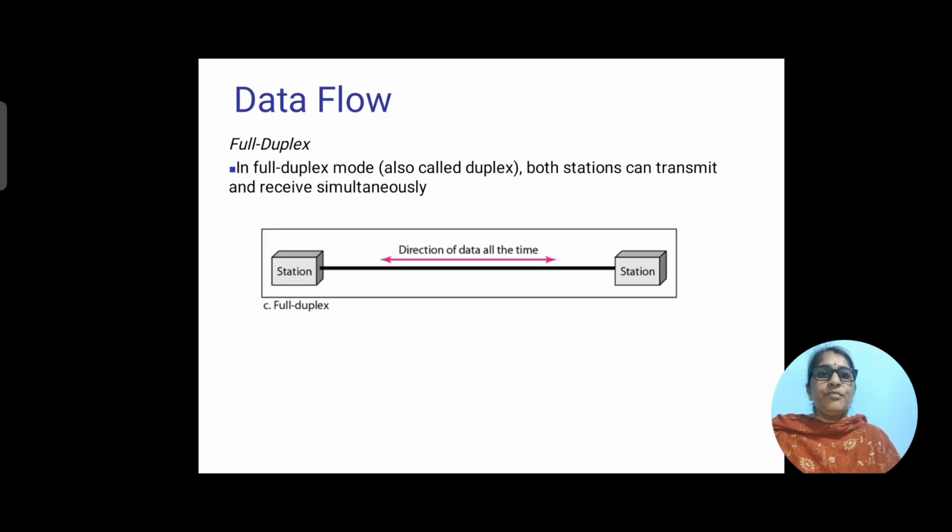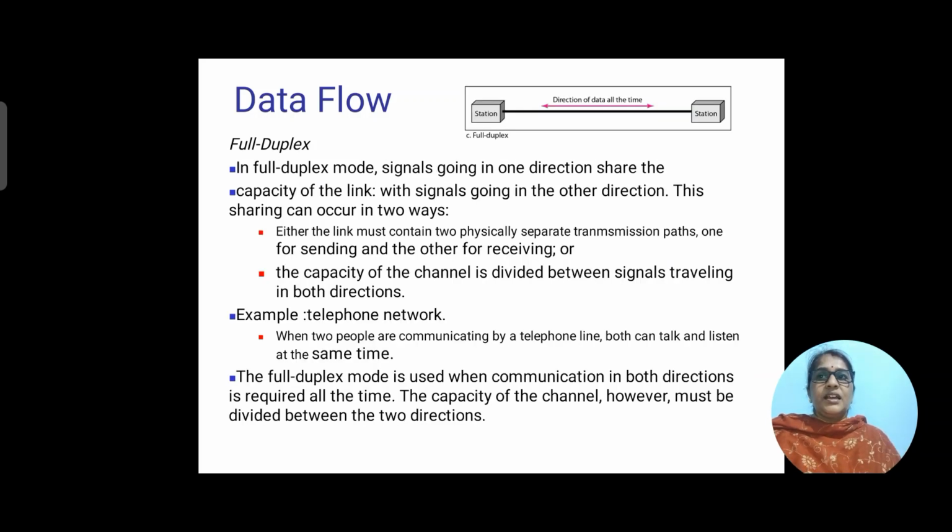Next is full duplex. In full duplex mode, also called duplex, both stations can transmit and receive simultaneously. So as shown in this slide, we are using two stations and the arrow mark shows the direction of data all the time. In full duplex mode, signals going in one direction share the capacity of the link with signals going in the other direction.